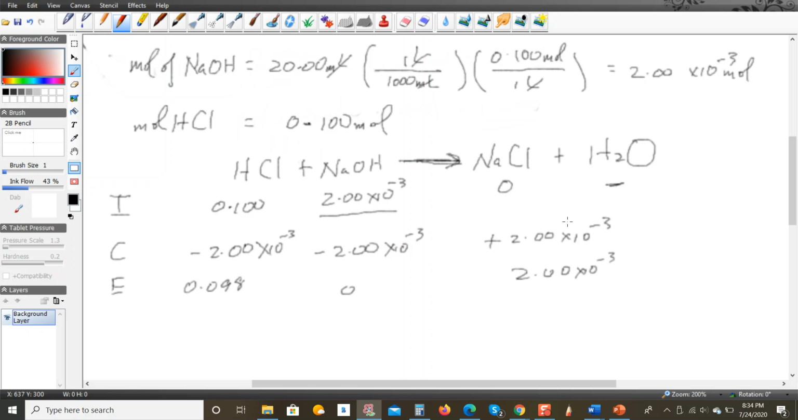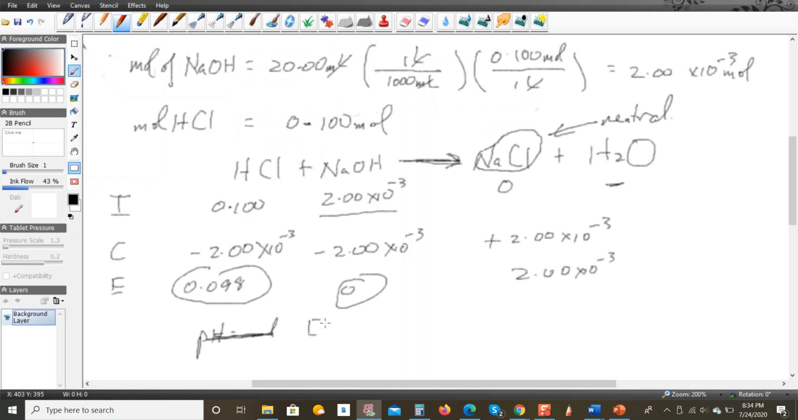Now, sodium chloride is the product of a strong base and a strong acid. So therefore, this would be neutral and therefore will have no effect on the pH, all right? And there's no sodium hydroxide present, so therefore the pH will only be affected by the presence of the hydrochloric acid. So therefore pH is equal to minus log, well, before we do that, we need a concentration. The concentration of HCl is equal to 0.098 moles divided by the volume.